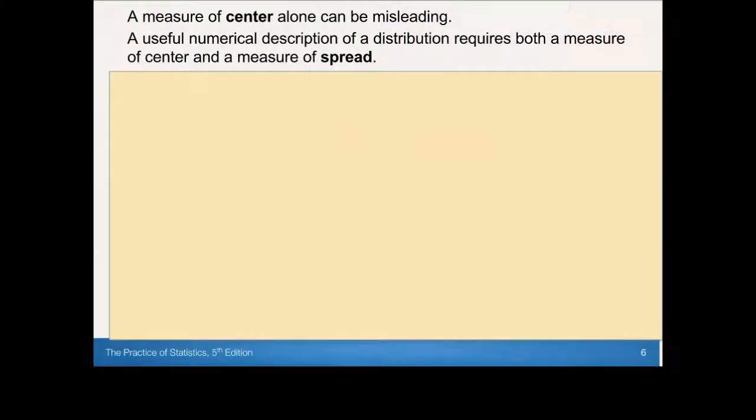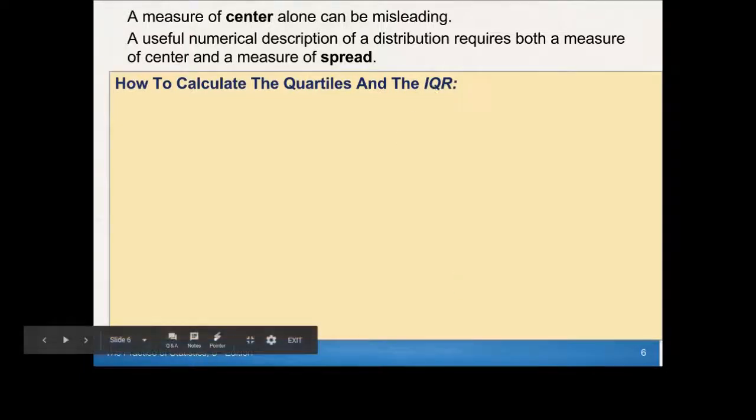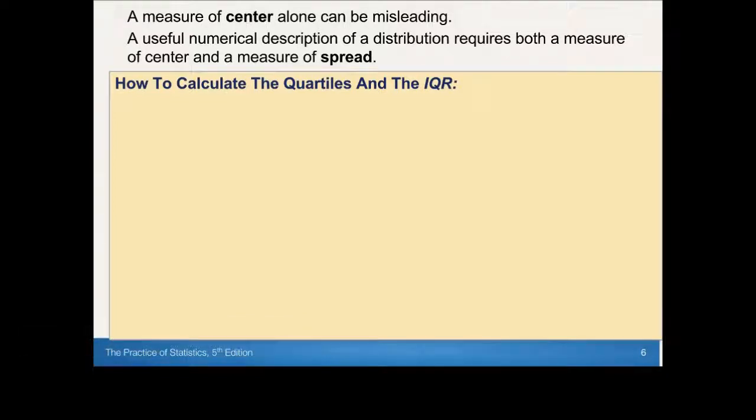Okay, so now that we've talked about the center, we're going to measure the spread. So we can actually calculate the spread. Remember before we were saying it's between 10 and 20 is the main grouping. But now we're actually going to measure what that spread is. It can be misleading. A useful numerical description of a distribution requires both a measure of center and spread. So we're going to calculate what's called the interquartile range, abbreviated IQR. Interquartile range. So it's the range of the interquartiles.